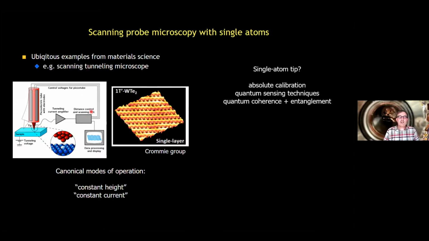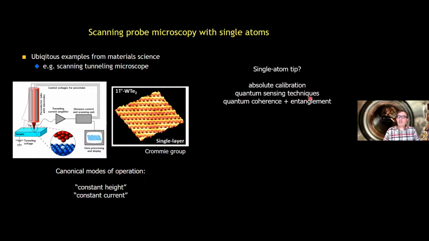But the question we sort of pose here is whether anything is to be gained by replacing this tip, which is kind of a chunk of metal in this case, down to just a single atom. And why would that be useful? It's kind of a quantum sensing question. One of them would be that a single atom is something that is absolutely calibrated. Its response to anything you do to it is simply given by fundamental constants, and every atom is the same. So you would have a perfectly calibrated sensor.